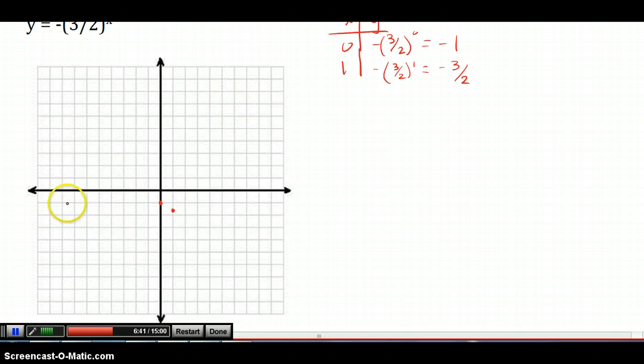So this, you're going to do the same thing. From left to right, you're going to draw a curve that's following these dots that goes down. My curve isn't perfect. Just imagine it's perfect. Again, it's never going to cross the x-axis. Never cross the x-axis. Curving going down.